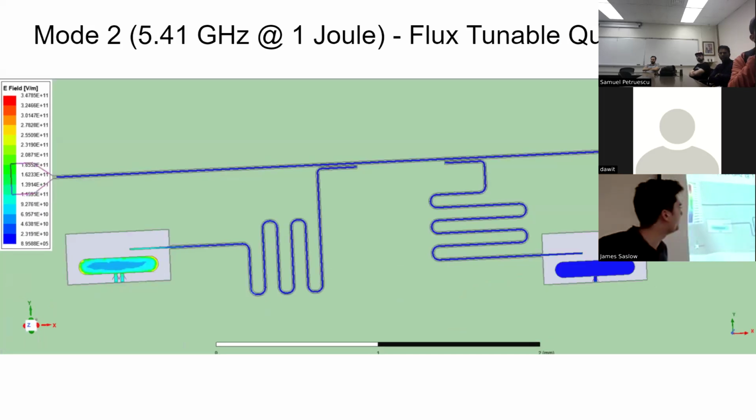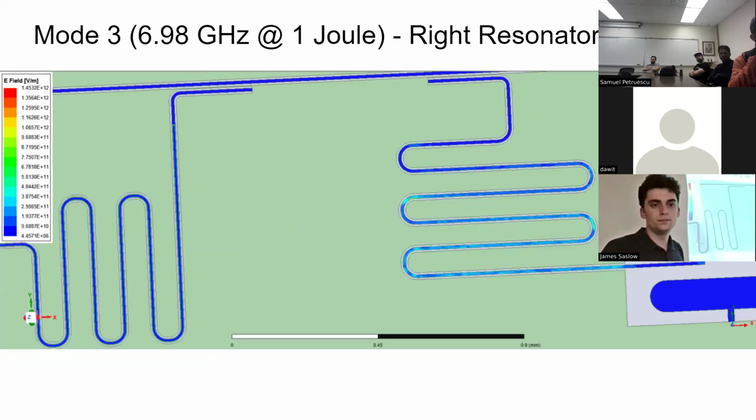You can go to the second mode, which is also a transmon mode. This one's in the flux tunable qubit, which, if you recall, has 2 Josephson junctions. So this is where the second mode is at. And mode 3 is a resonator mode. On the right-hand side, you have a little bit of electromagnetic activity here.